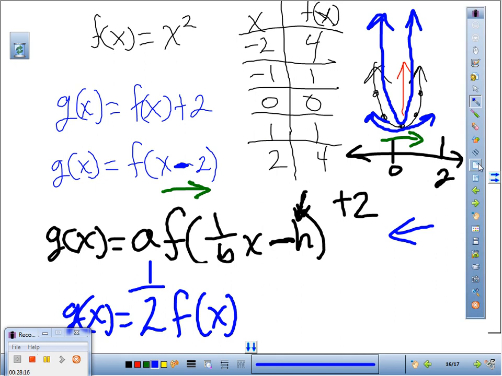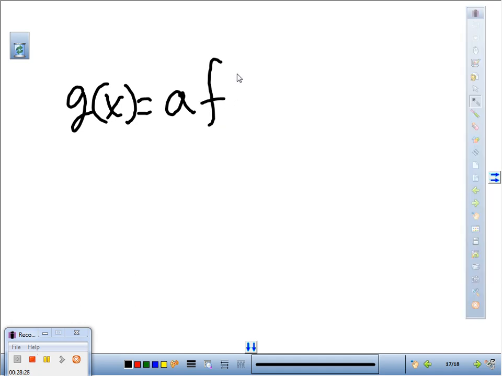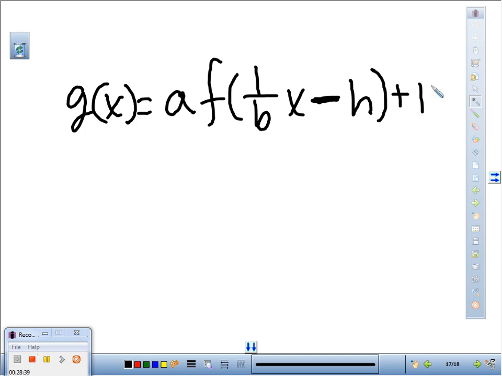All right. So, with that said, on your blank sheet of paper, write this down. g of x equals a f of 1 over b x minus, and make the minus noticeable, h plus k. All right, here we go. So, I'm going to use blue. I'm going to start with a.